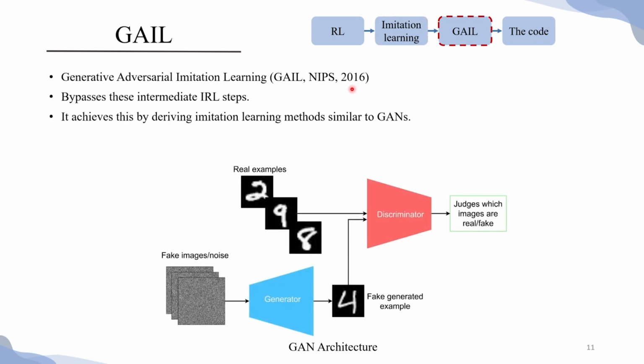In 2016, GAIL was introduced at NIPS and skips these intermediate IRL steps. It achieves this by using imitation learning methods similar to GANs. To briefly explain GANs, given a generated fake image and a real example, the discriminator learns to tell the difference between the fake and the real, while the generator learns to fool the discriminator.